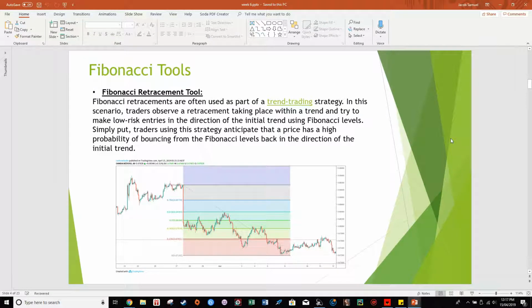Now, it's a bunch of numbers. So we've got these numbers here. So this is what the Fibonacci tool looks like. This isn't drawn accurately, by the way.